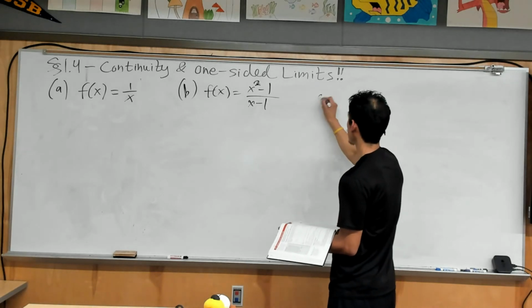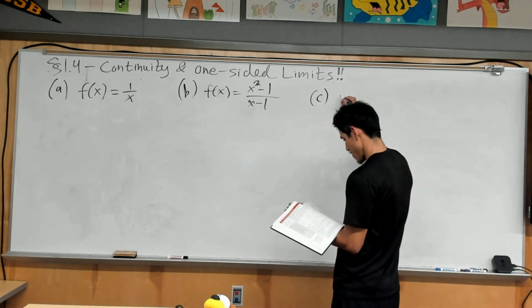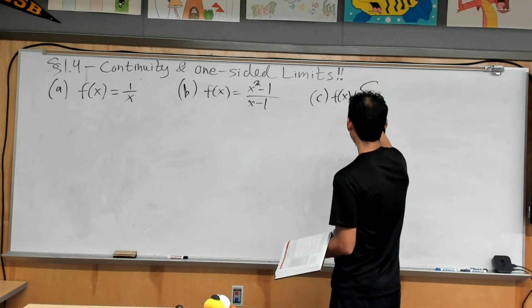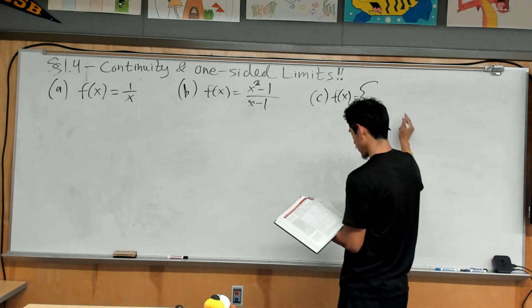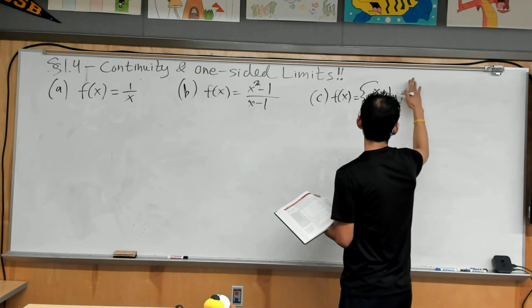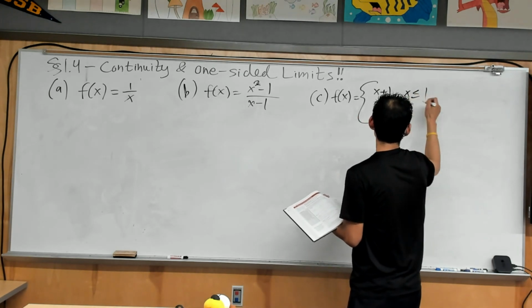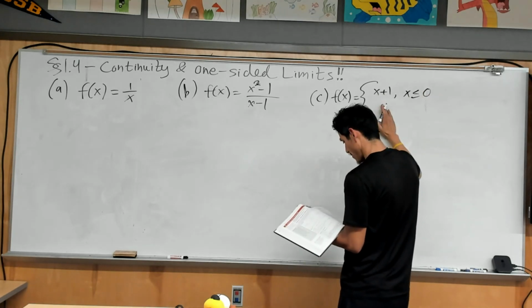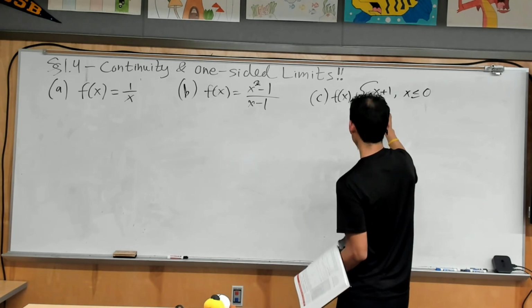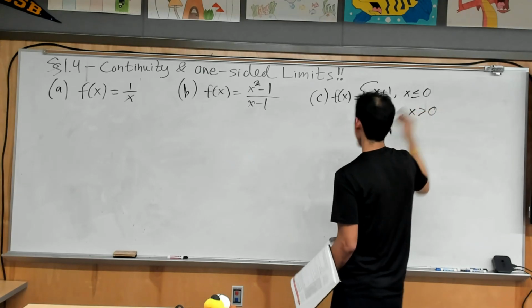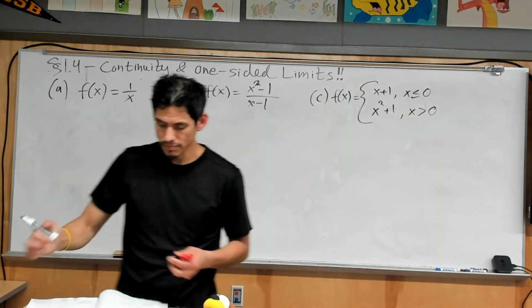And for c, forget all these, we'll have a piecewise function, so f of x will be x plus 1 when x is less than or equal to 0. And the other side will be x squared plus 1 when x is greater than 0. Let's go with that.